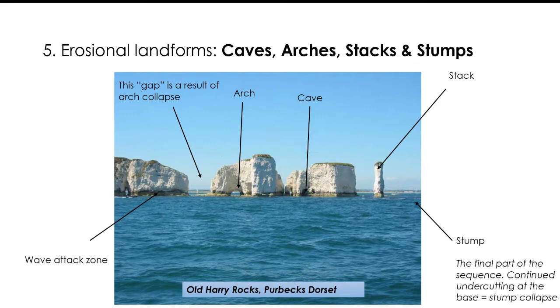So you need to make sure that you're okay with identifying each of those different parts of this process within a landform, because they're not always going to be in that perfect sequence. So here you can see that the arch is before the cave. There's a gap where an arch has collapsed.